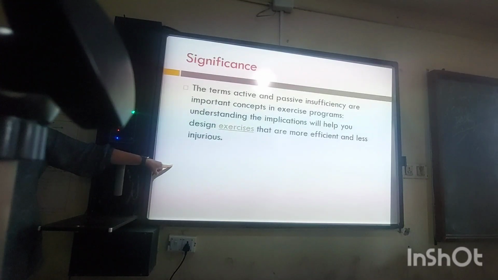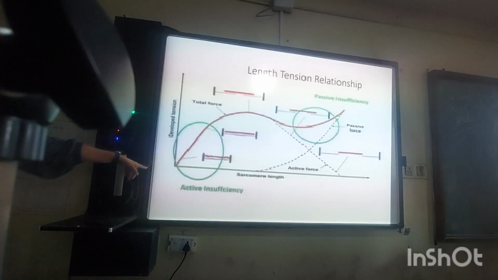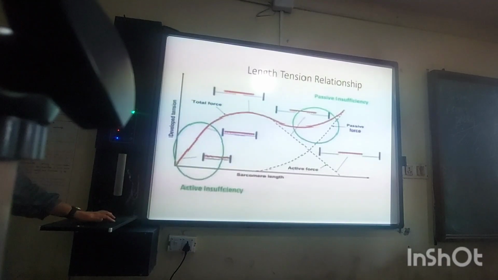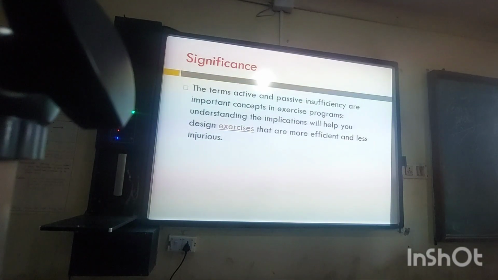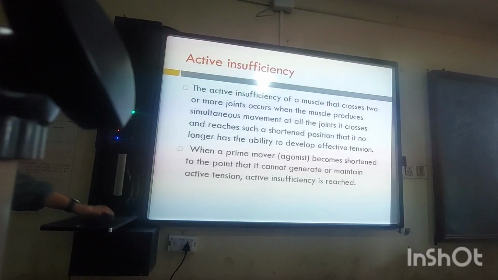Can you see the difference here? When it is lengthened, it will be different, and when it is contracted, it will be different. So you should know where to focus, whether it is on contraction or on elongation. Fine. Now, what is the significance? The terms active and passive insufficiency are important concepts in exercise programs. Understanding the implications will help us design exercises that are more efficient and less injurious. I'll be taking examples on it, don't worry.